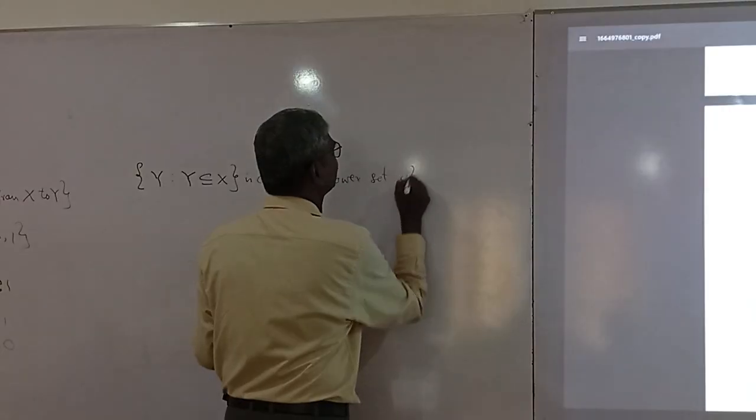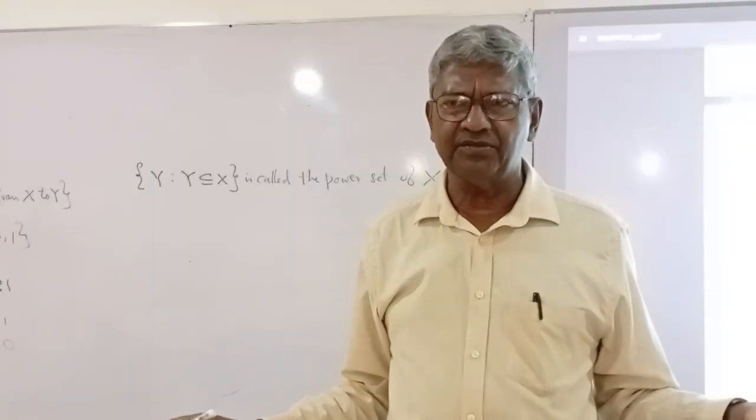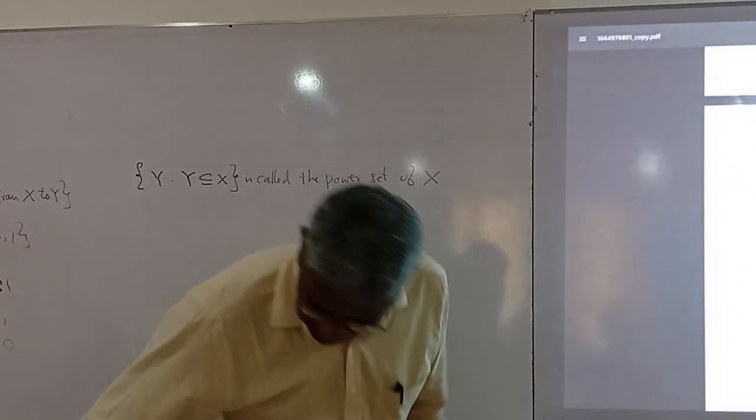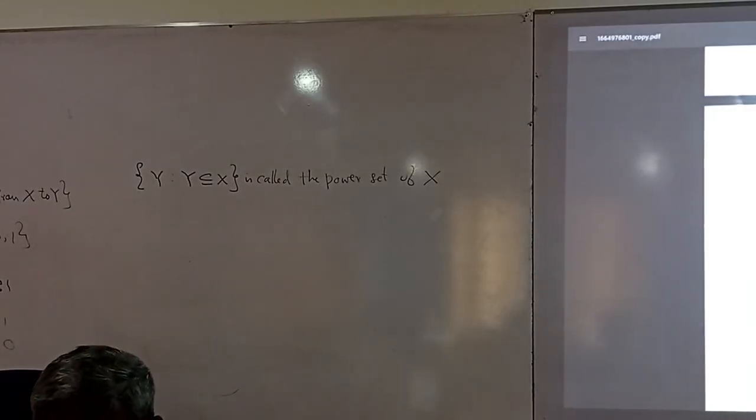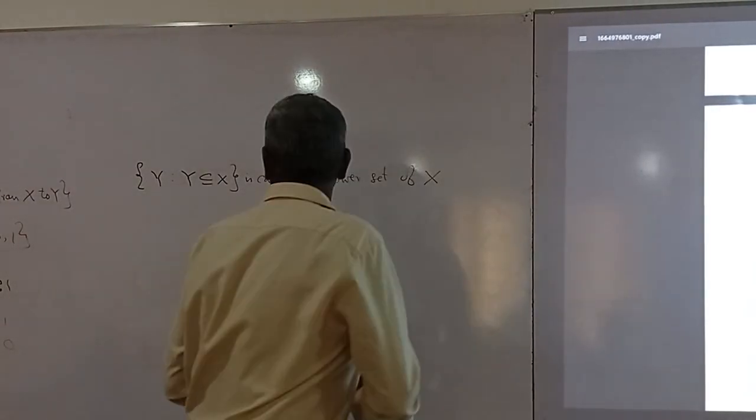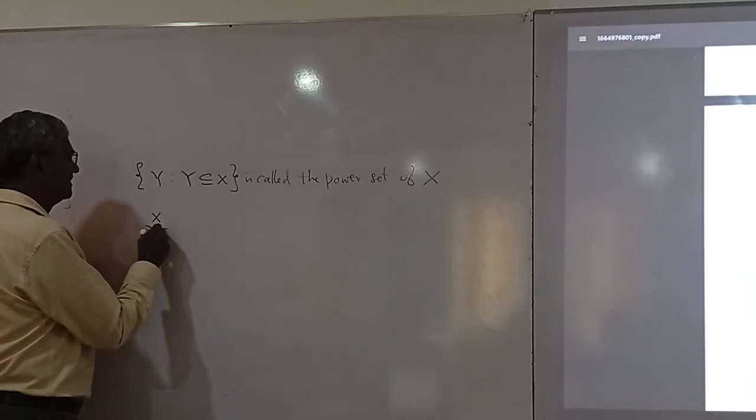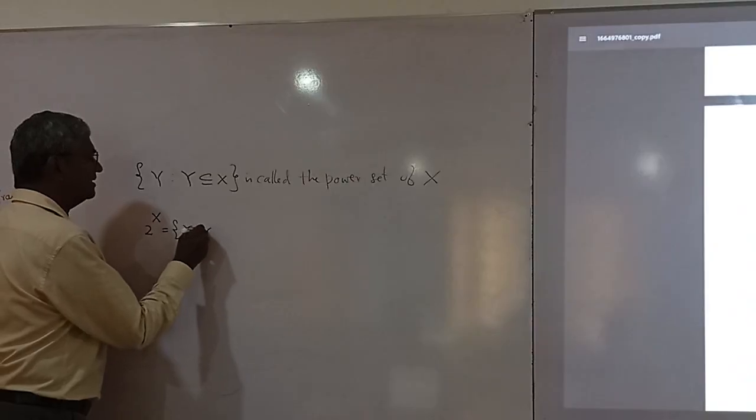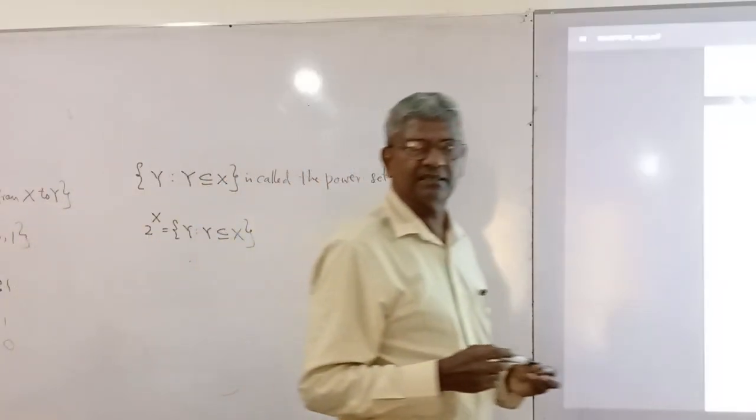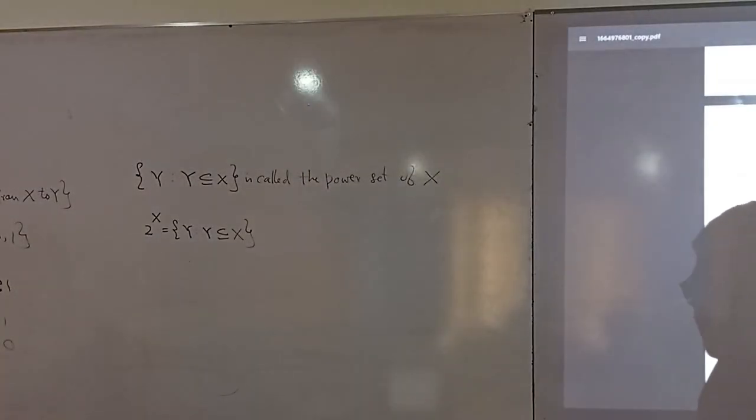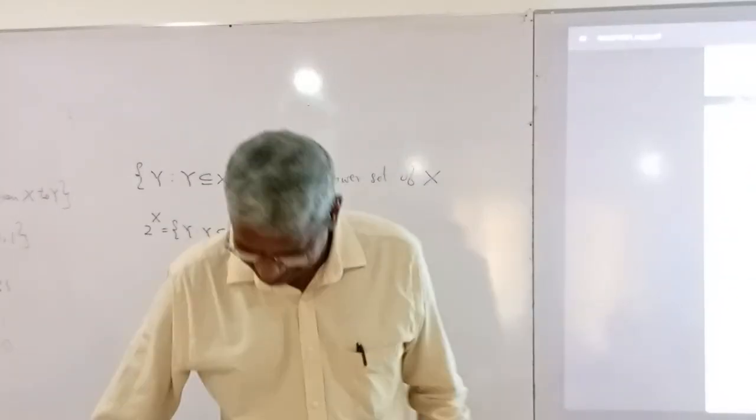It's called the power set of X. Again, you may have a question: why use the power set? We have to answer that also. It is known as the power set of X and is denoted 2 to the X. The set of all Y such that Y is a subset of X is denoted 2 to the X. Then you may wonder why on earth 2 to the X, why not 3 to the X? There are reasons.